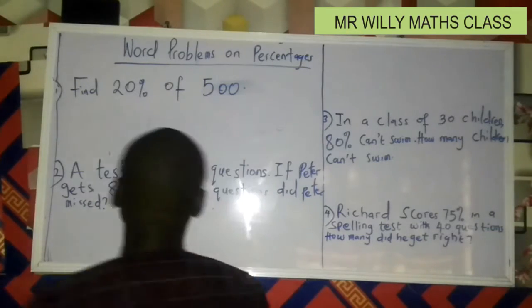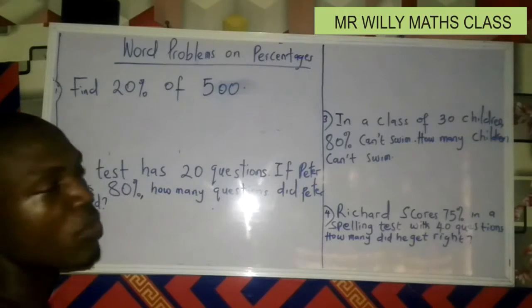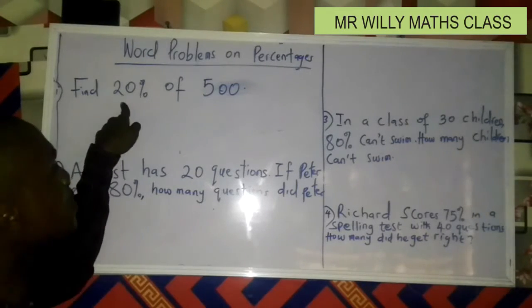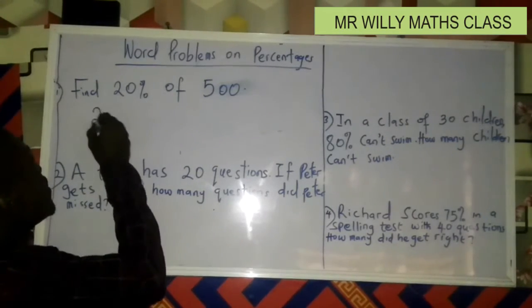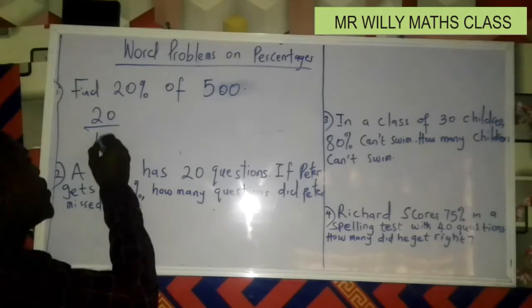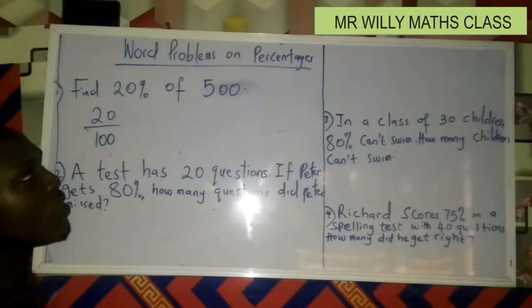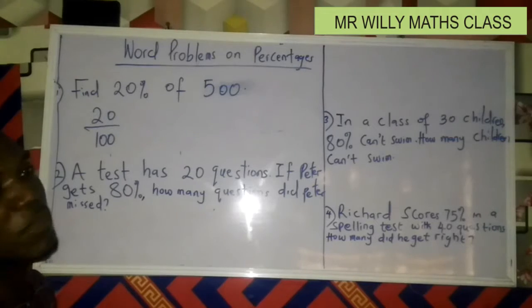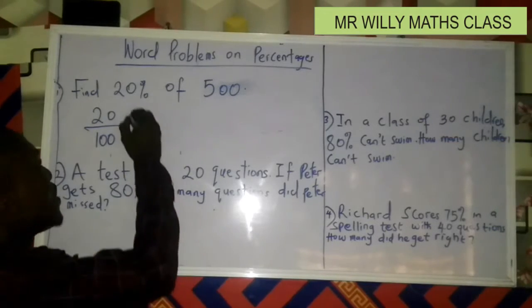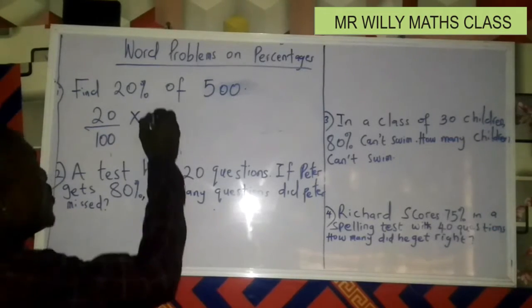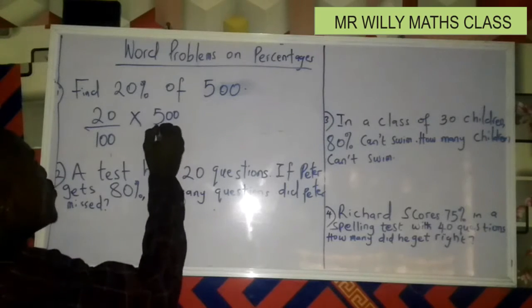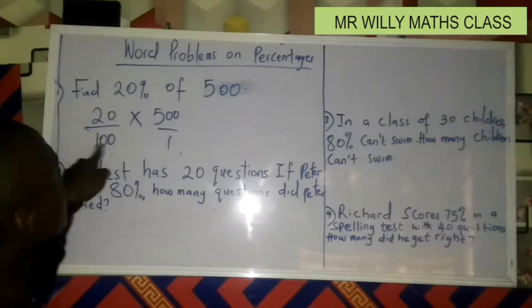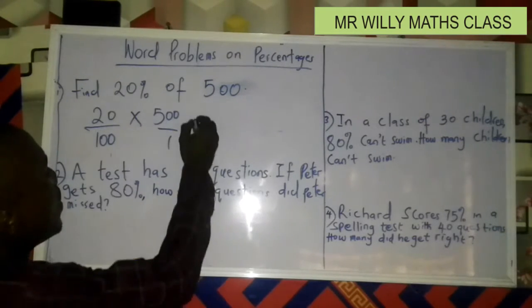The first question says, find 20% of 500. Now what is 20%? 20% is 20 over 100. We are looking for 20% of 500. Of in mathematics means times, or multiplication. You write your times, then 500.